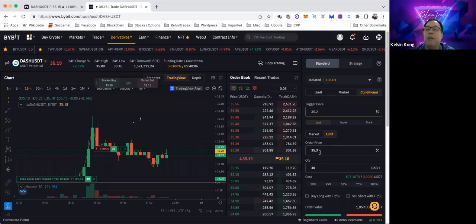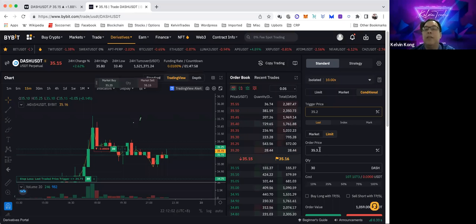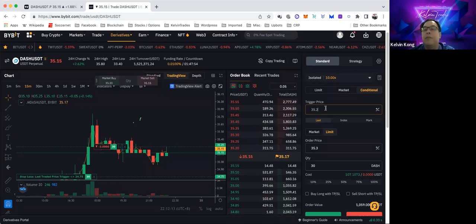This is my order price. That means when the price hits 35.2, this order price of 35.3 will be put into the order book. That's what the trigger price is. Another way to put it is the trigger price is for you to tell the exchange at what price to put your order price into the order book.